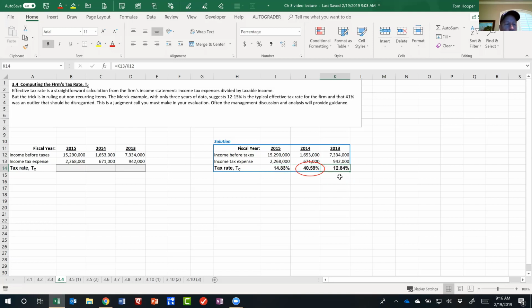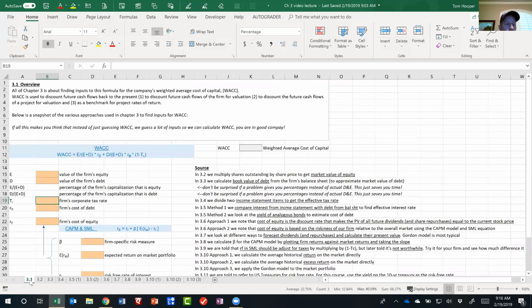And so again, the question I'm getting is, do I do one year or do I do three years? You want to do multiple years and then use some judgment about what you think is representative. Because remember, the reason we're looking for tax rate is so we can find a number that's representative going forward to go into this formula. So that was section 3.4.